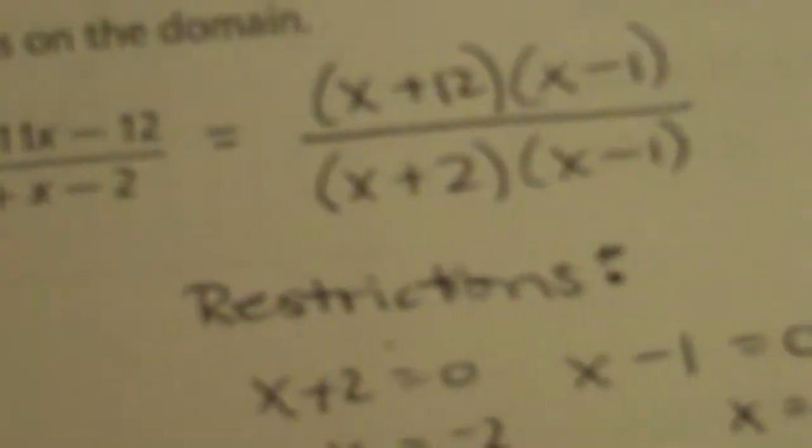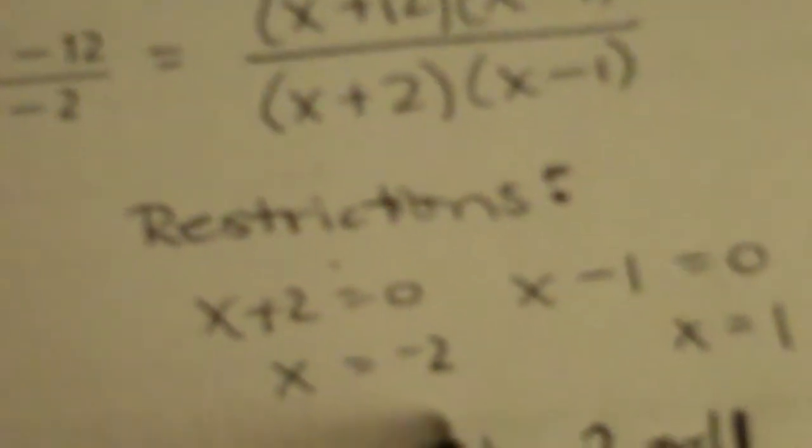And before I start canceling things, you always want to find your restrictions from the original denominator. So I'm going to take these two factors here from the denominator and set them both equal to 0 to find my restrictions. So x cannot equal negative 2 and 1. Those are the two restrictions. Alright, with that in mind, I'm now going to simplify it so I can cross out the x minus 1's, and I'm left with just x plus 12 over x plus 2. And the answer for that one was also C.